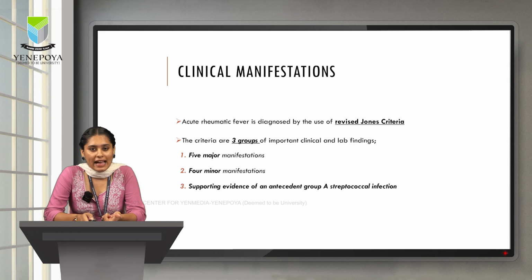So what do you mean by antecedent? It is also called previously existing. So to check, to rule out if it was previously existing or not. So what are the main things you have to remember in the Jones criteria? There are 5 major manifestations, 4 minor manifestations, and also the supporting evidence is very important.